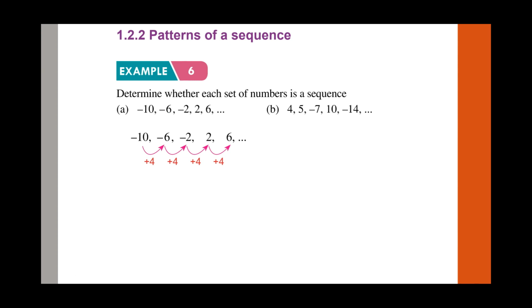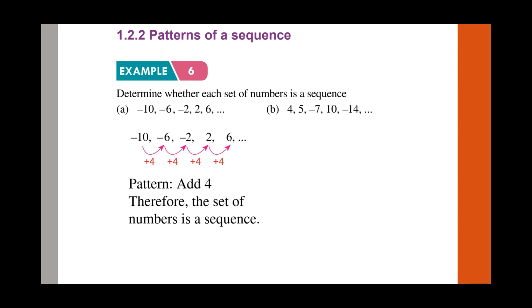Sequence. A sequence, right? What is the pattern for this list of numbers? The pattern is, yes, add 4 to the previous number. So that is how you find out. The pattern is add 4 to the previous number. Therefore, the set of numbers is a sequence.